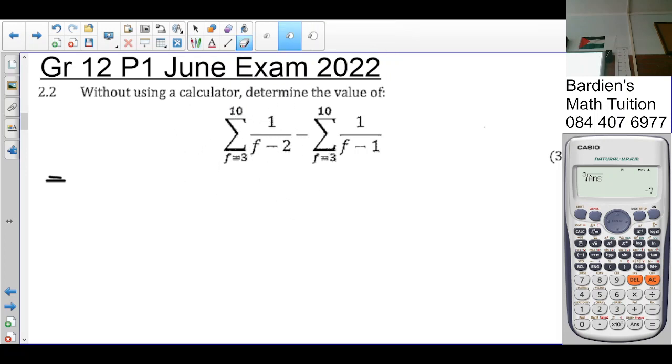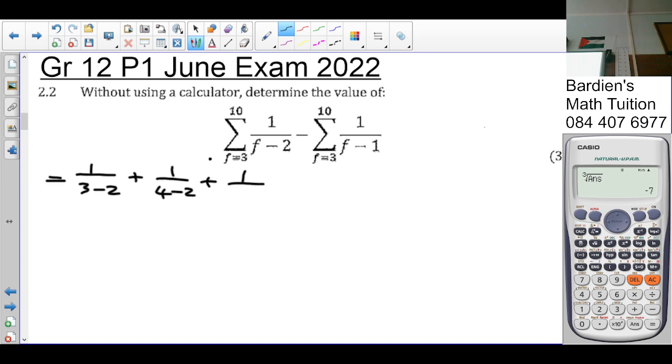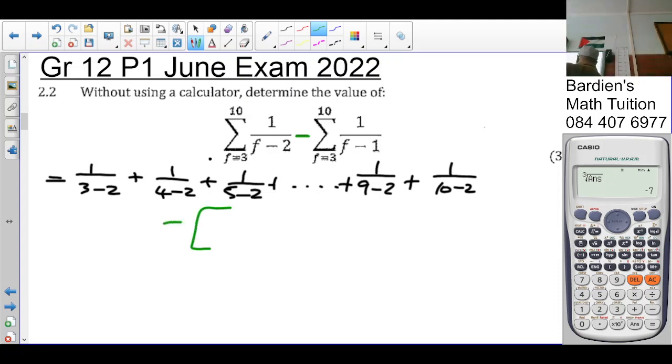So for the first part of the expression, we're starting at 3, so it's 1 over 3 minus 2. Then we're going to 4. Then we go to 5. And so on. The last term is at 10, so it's 1 over 10 minus 2. The one prior to that is 1 over 9 minus 2, and so on. Okay. And that must be minus, and of course a bracket. Why? Because it's going to be more than one term following a negative sign.